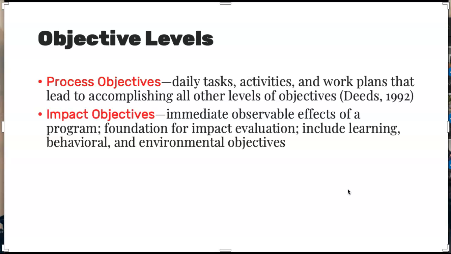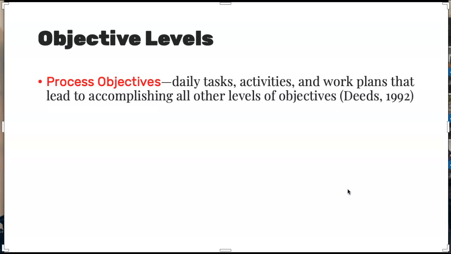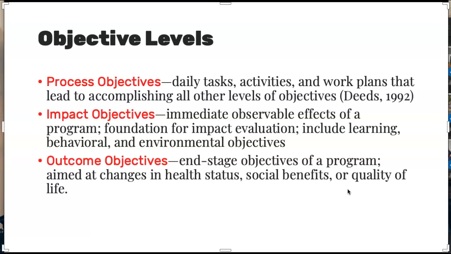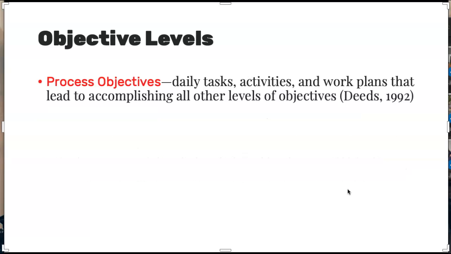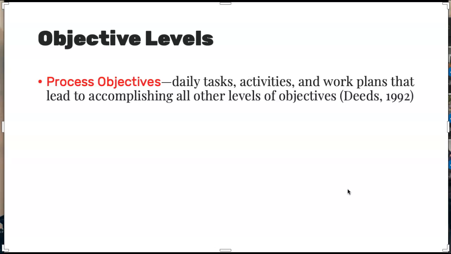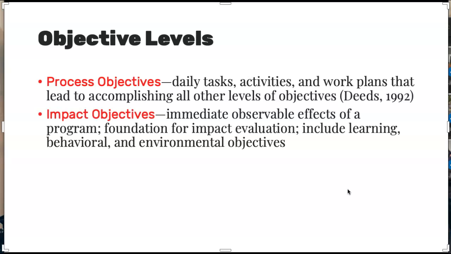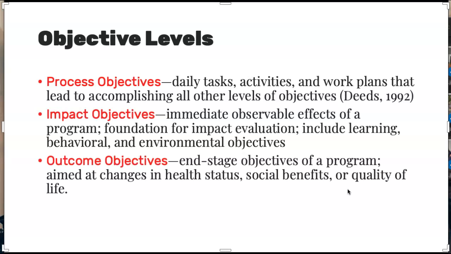Okay, so there are 3 different levels of objectives, okay? And we're going to talk about this when we start talking about program planning, I think it's at the end of this semester or the beginning of next semester, and I can't remember, at 420. But we're going to be talking about writing objectives for a program. We're going to talk about process objectives, impact objectives, and outcome objectives.